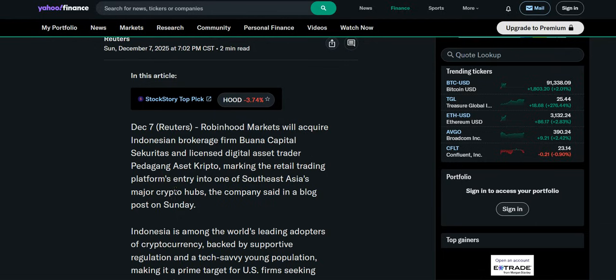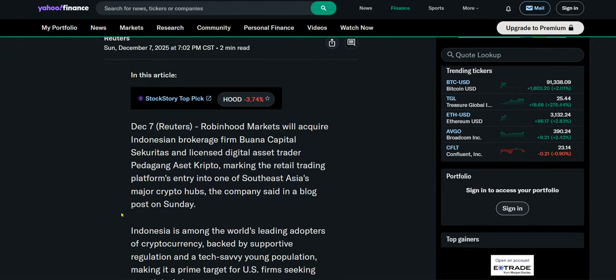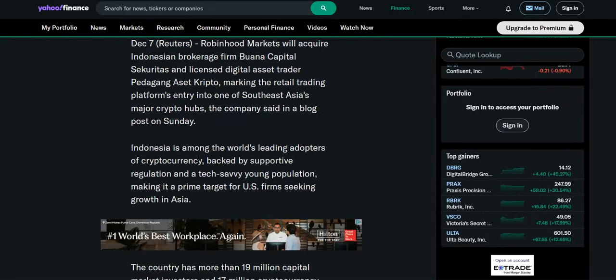Marking the retail trading platform's entry into Southeast Asia's major crypto hub, the company said in a blog posted on Sunday. Indonesia is one of the world's leading adopters of cryptocurrency, backed by supportive regulation and a tech-savvy young population, making it a prime target for U.S. firms seeking growth in Asia.